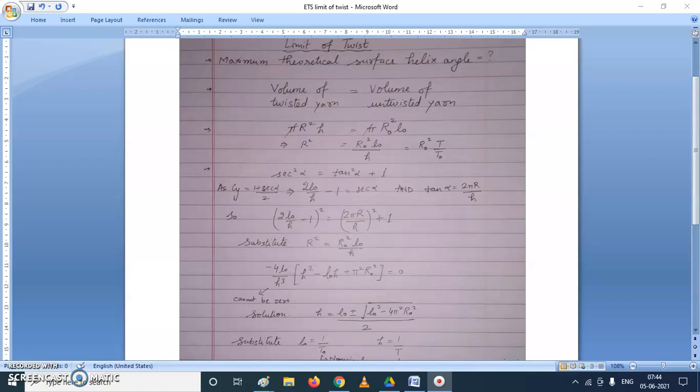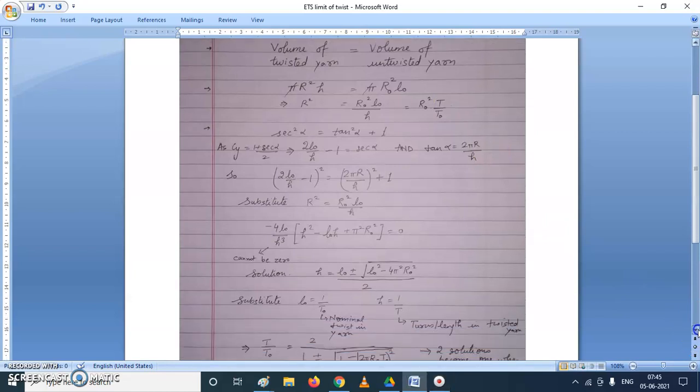So we can write this relation that pi R square H is equal to pi R0 square L0, where R square will be equal to R0 square L0 upon H. This L0 is inverse of T0, where T0 is the nominal turns per unit length in the near untwisted yarn, and H is inverse of T, this is turns per unit length of the twisted yarn.